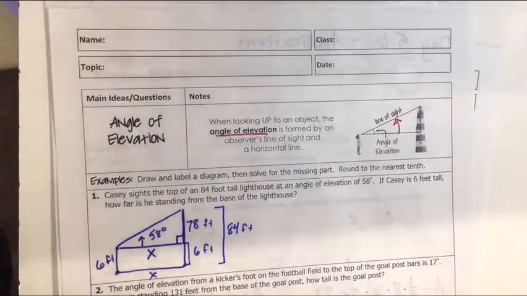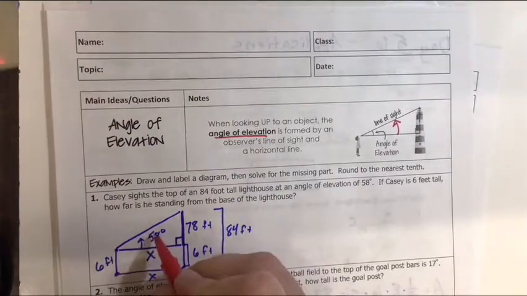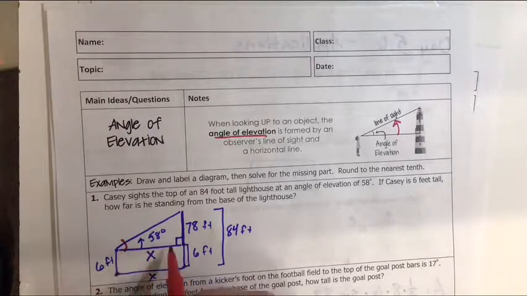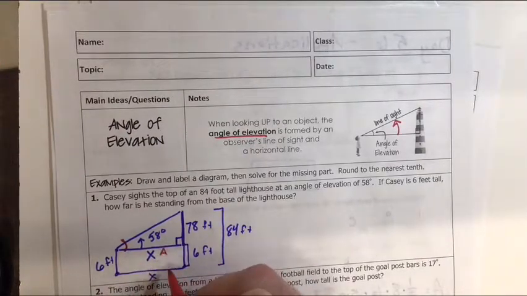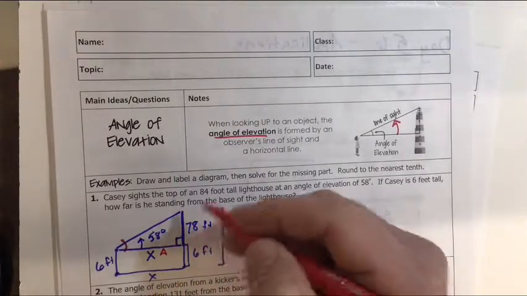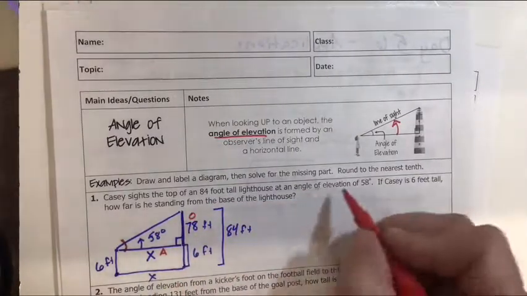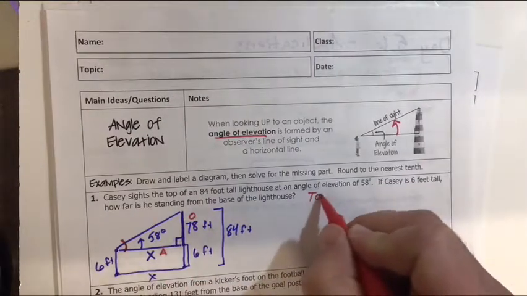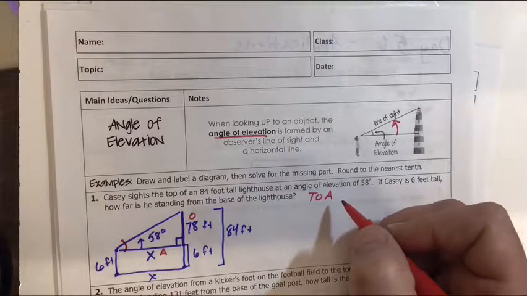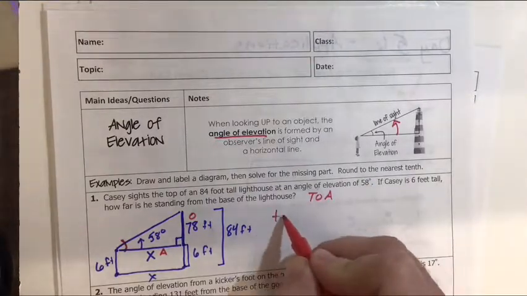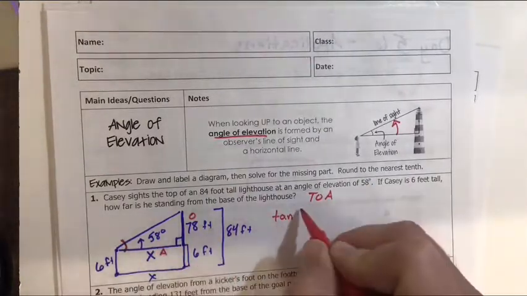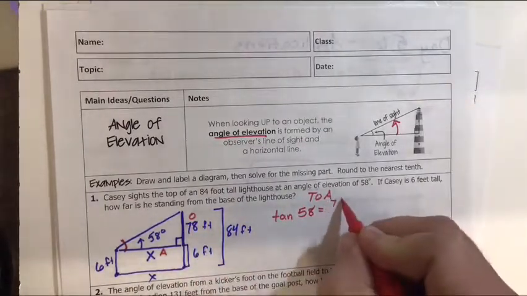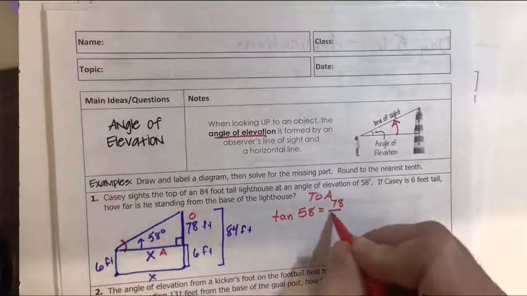Well, what that creates is a right triangle where I have an angle measure. This is your angle measure, your reference angle. I have this leg that I'm looking for, which would be the adjacent leg, and I have this leg that I'm given, which would be the opposite leg. Since I'm using the opposite leg to help find the adjacent leg, you need to remember the TOA part of SOHCAHTOA, and we're going to use our tangent ratio. So the tangent of 58 is equal to the opposite leg of 78 over the adjacent leg, x.